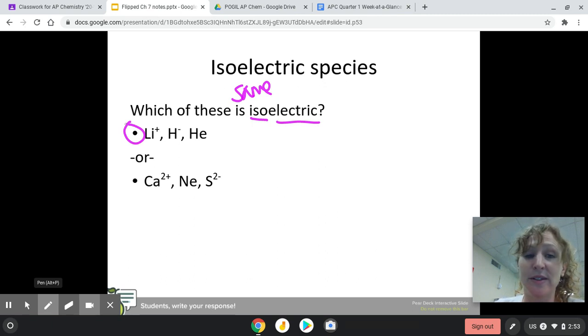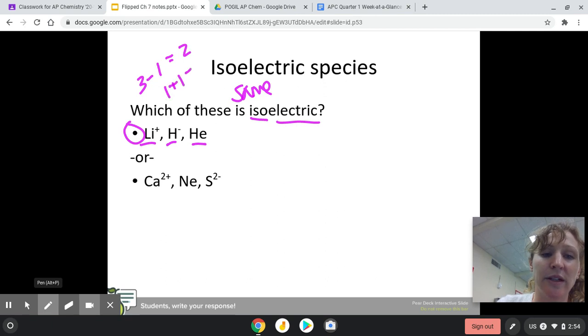And hopefully what you said is lithium, helium, and H-, they all actually have isoelectronic configurations. Lithium starts with 3 and loses 1, so it's going to end up with 2. Hydrogen starts with 1 and gains 1, it's going to end up with 2. And helium just starts with 2. So all of these are isoelectronic.